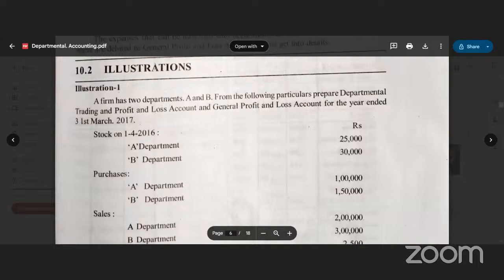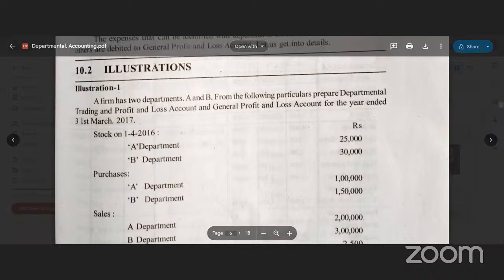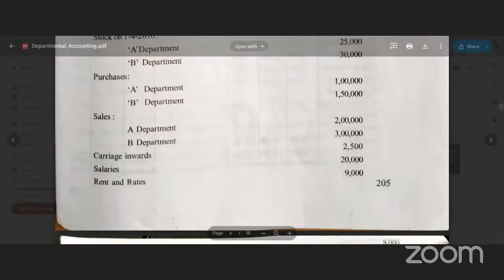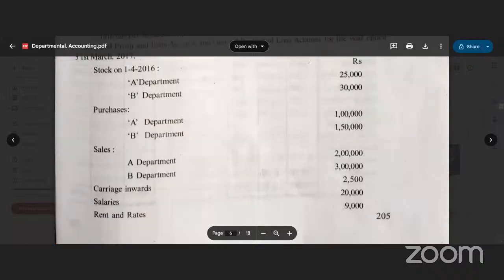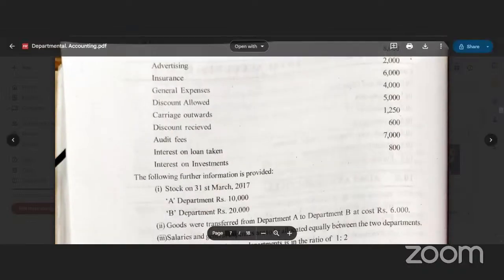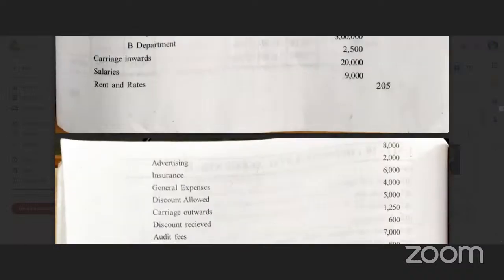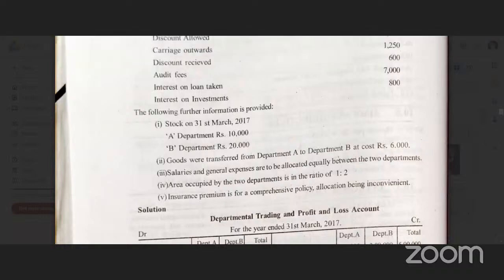See here, a firm has two departments, and a trading and profit and loss account. The general profit and loss account of the firm has been given. Stock for A and B, purchases for A and B, sales for A and B, carriage inward, salaries, rent. So various expenses, these are common. Only stock, purchases, sales are given department wise. The rest are given as common amounts, means the total value incurred for both the departments. Next, following further information, closing stock of A and B are given.